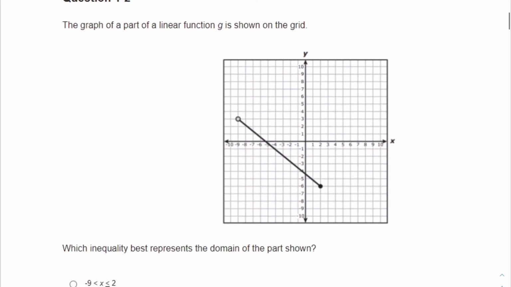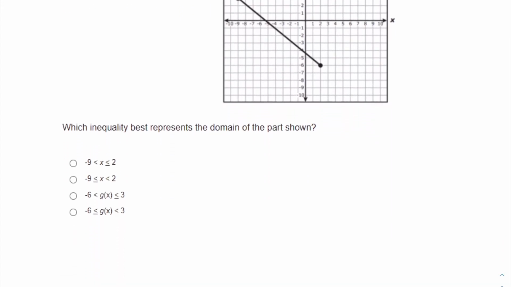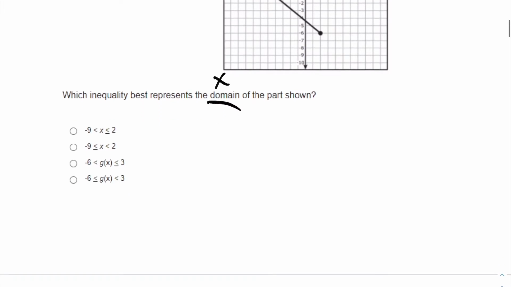Okay, if we have a graph, first look at the graph and then look below it, because that's normally where the question is. The question wants to know the domain, and the domains are the x's. If you look at the answer choices, we can cross out two answer choices because those inequalities don't use x, they use g of x, and g of x is the same thing as y.